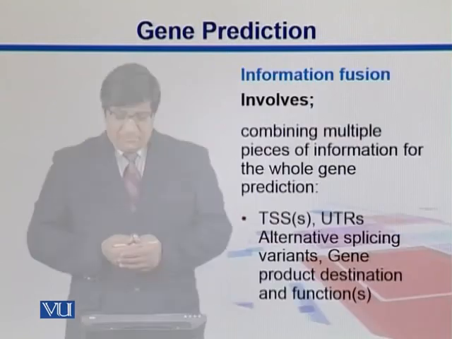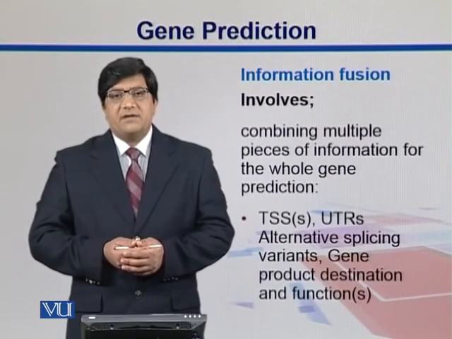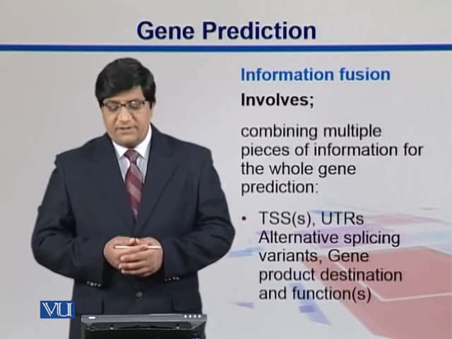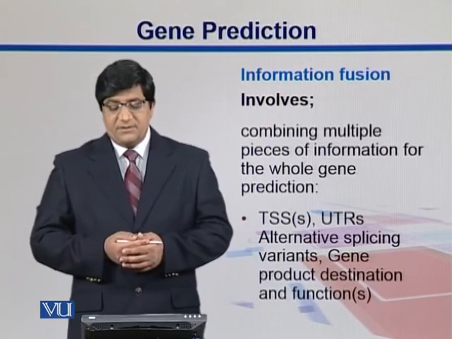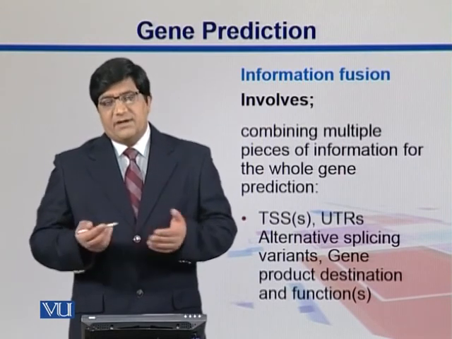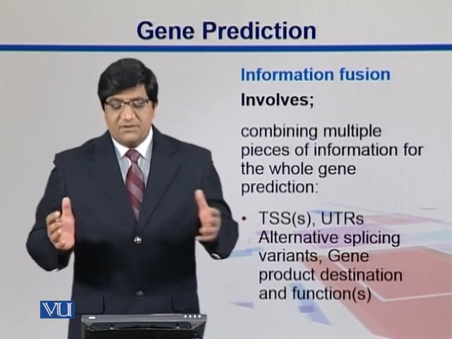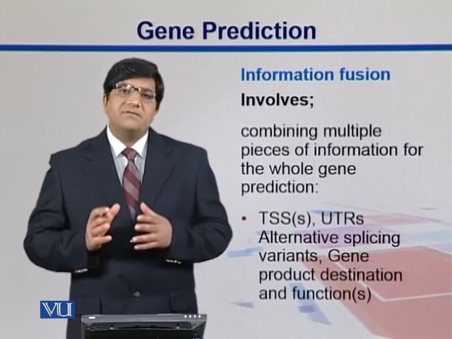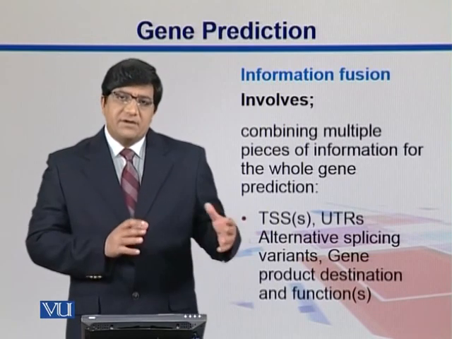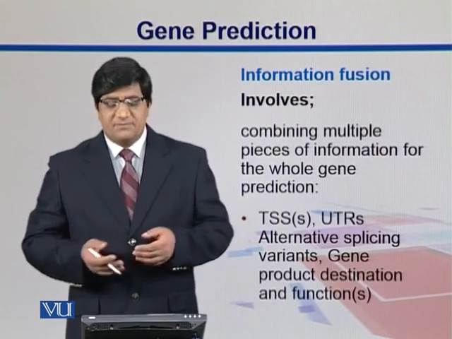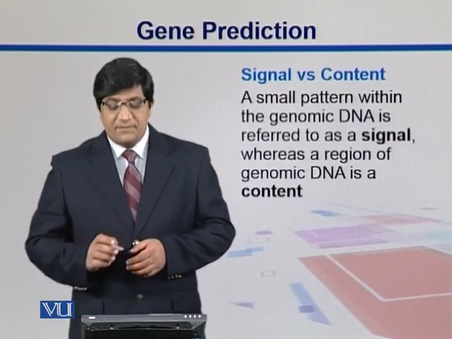We combine different pieces of information when we get the idea about these start sites, UTRs, different splicing variants, and these donor and acceptor sites. We put them together, and this is called information fusion. We get different pieces of evidence by looking at these different patterns, or we can call them signals, and these signals help us identify the genes.